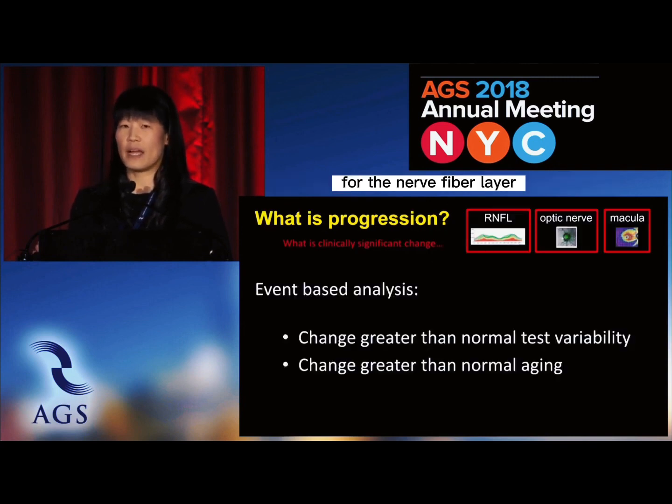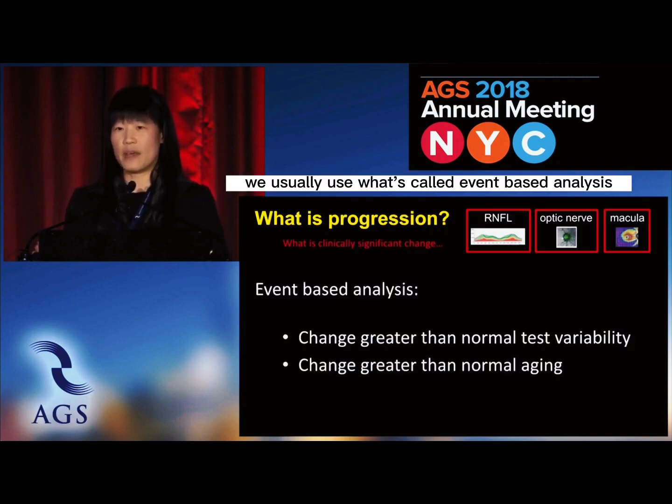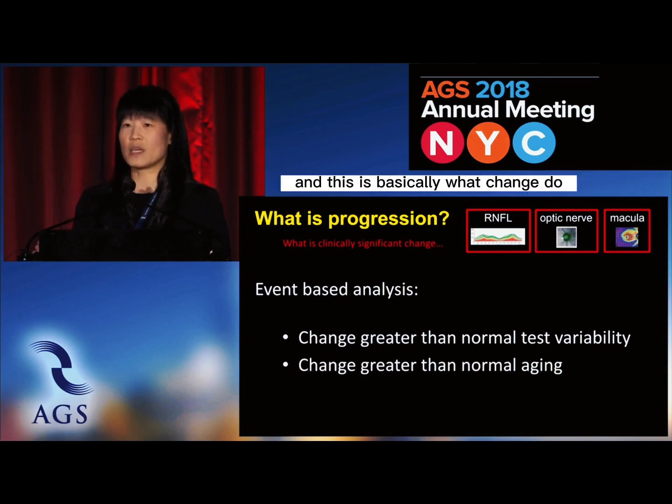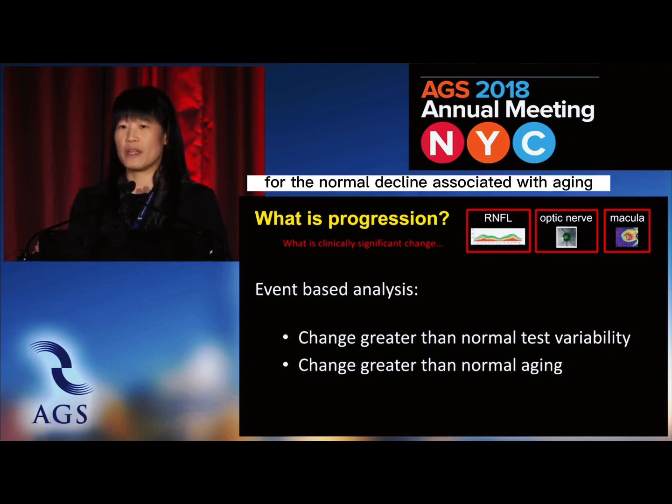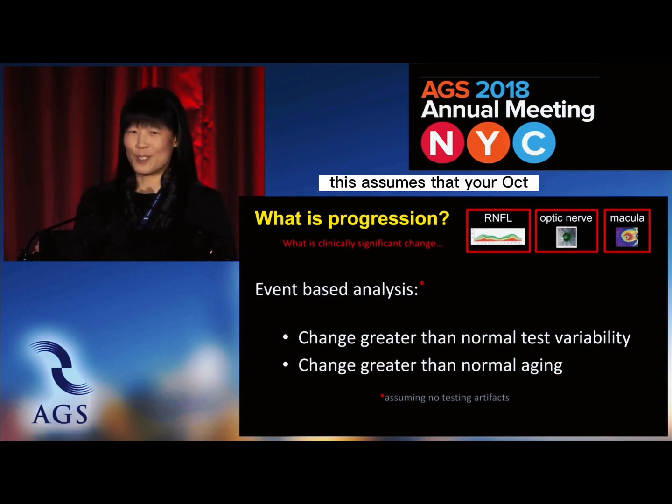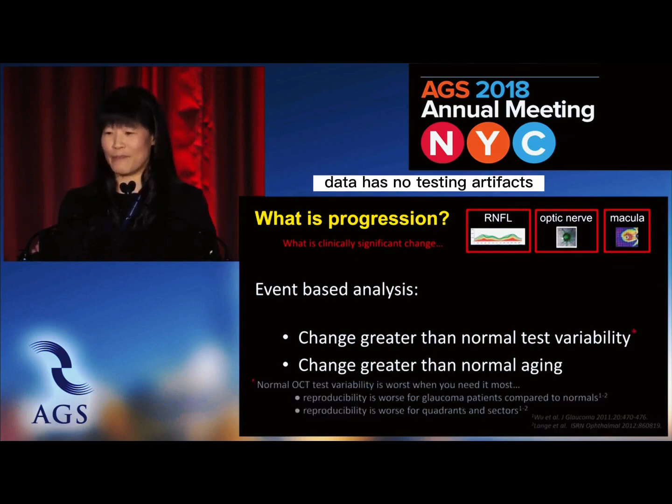For the nerve fiber layer, we usually use what's called event-based analysis in the clinic, and this is basically: what change do I see on the OCT that is greater than normal test variability and greater than what you'd expect for the normal decline associated with aging? This being said, this assumes that your OCT data has no testing artifacts.